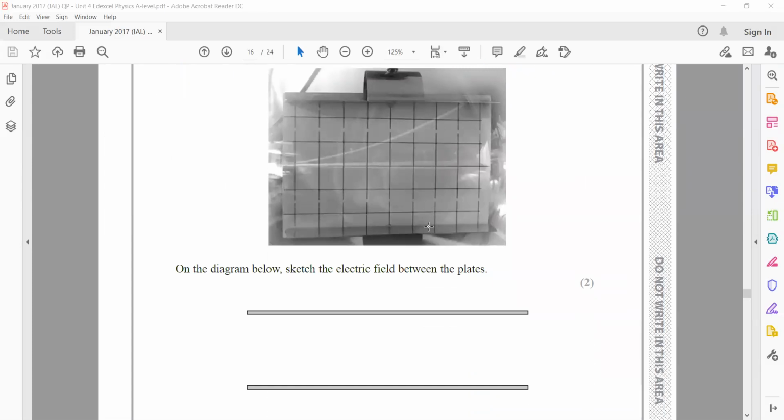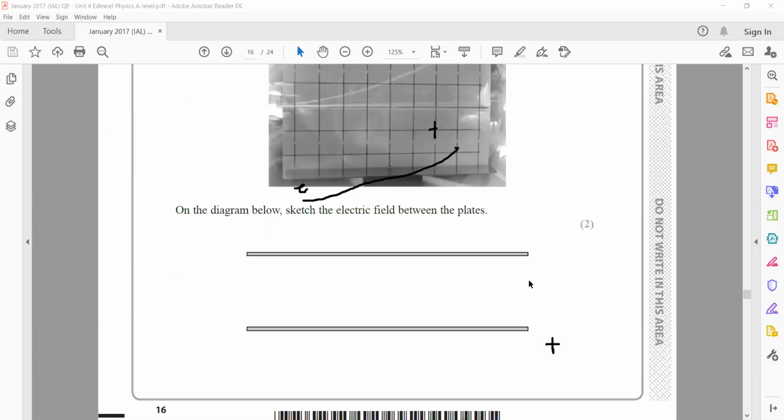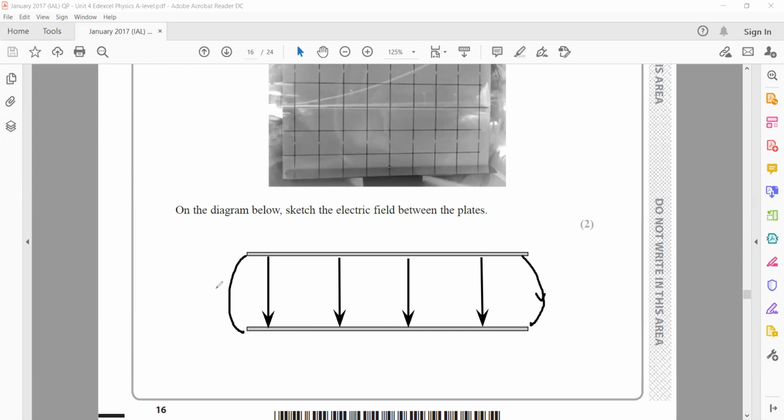On the diagram, sketch an electric field. As you can see, this is the movement of the electron. Electrons are negative, so they're attracted towards positive. So it means the top plate is positive and the bottom plate is negative. And as we know, electric field lines between the plates are uniform or constant. So you should make parallel lines equally spaced, and near the edges, they will be curved. But between the plates, it should be uniform or constant.